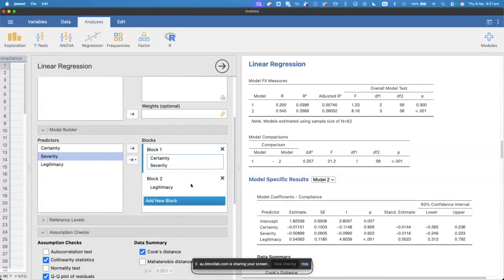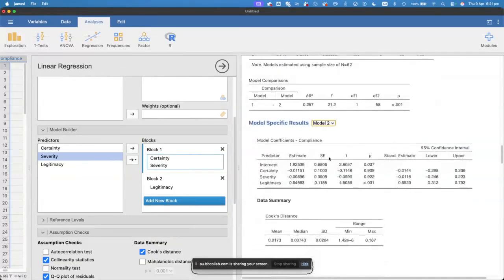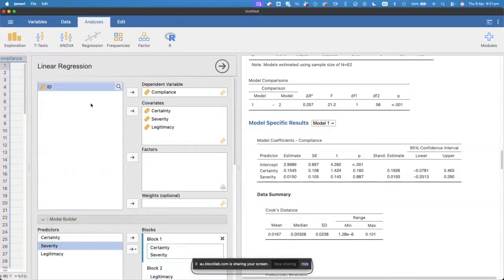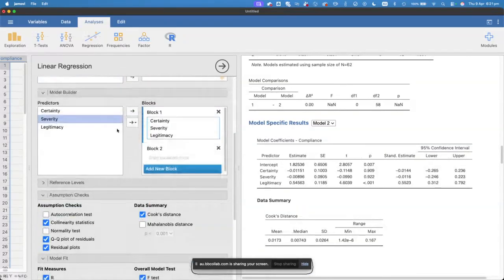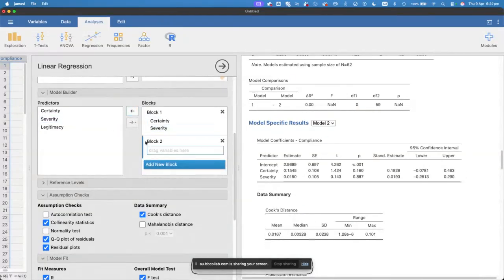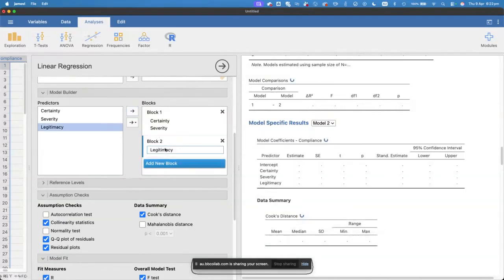So this will create a hierarchical model, and it'll show you by default Model 2, I think it should on your end, which has all the variables. If you flick to Model 1, that's the model we ran prior. Legitimacy isn't there for you? Maybe it's still in your column here. So you need to pull it across into your covariates. Get legitimacy, pull it into covariates, and then select your block 2, or add new block if you haven't done that, and pull legitimacy into there.